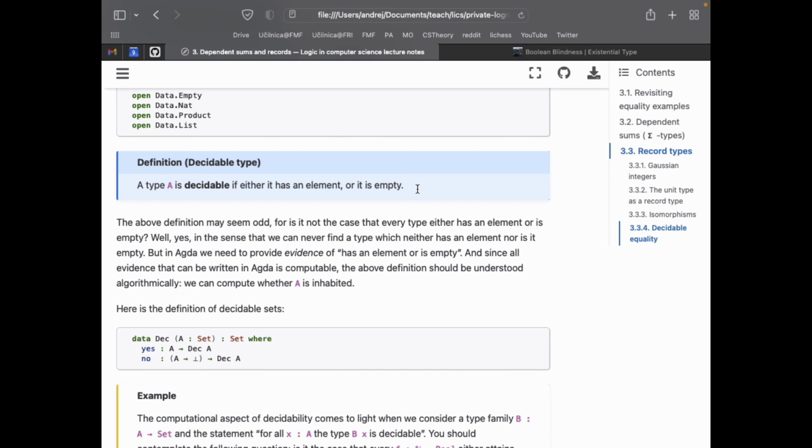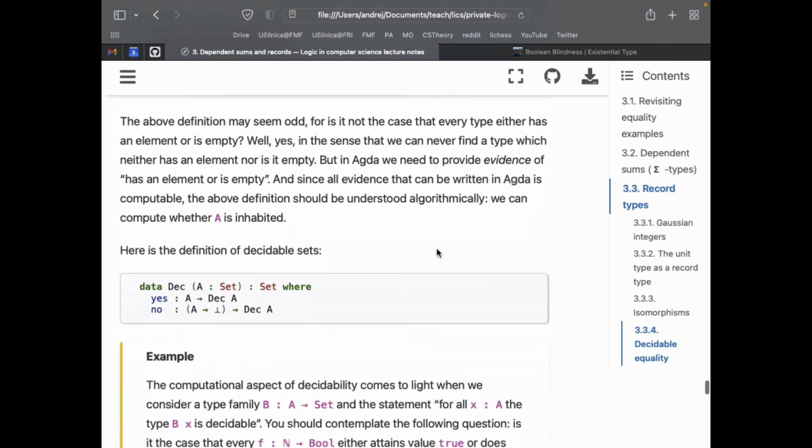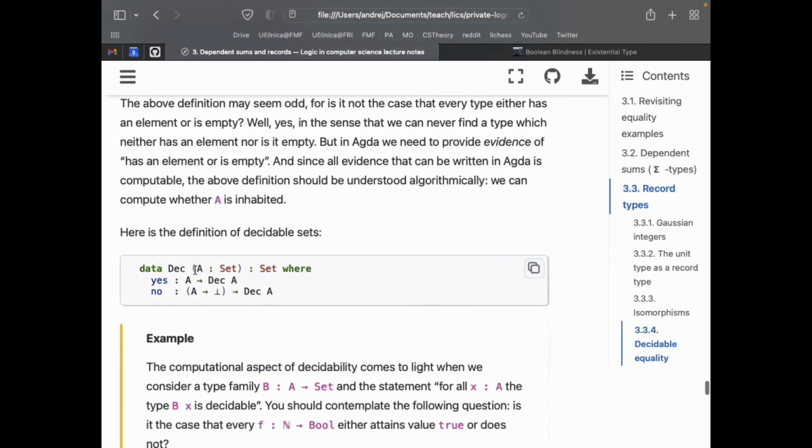But in Agda, everything you do can be computed. So this evidence will be computable. So in Agda, you can actually compute an element of A, or you can prove that it's empty. It'll be one of those two things. So the corresponding definition in Agda is going to look like this. When is a set decidable?